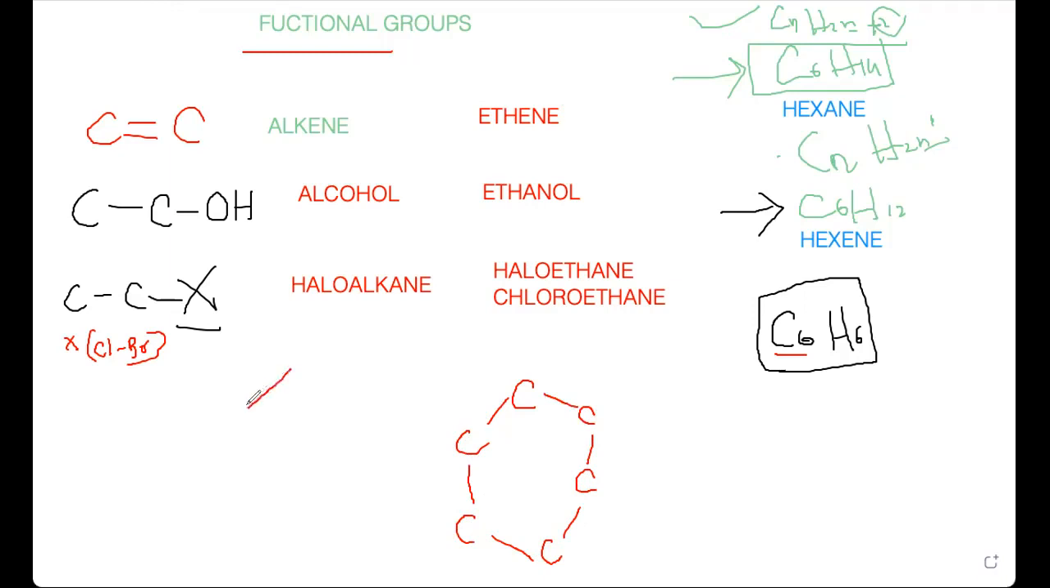This ring is something like this. I'm telling you about a skeletal formula. This is a skeletal formula. Corner means carbon. Corner means carbon. Okay, back to the normal structure. Then we will discuss the skeletal one.